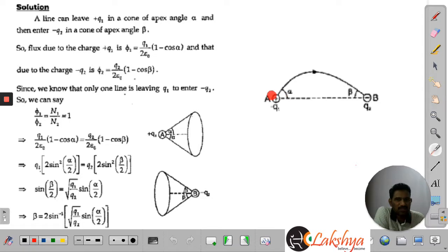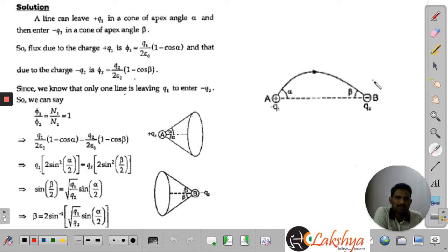So for that I am forming a cone here as shown. That means I am taking this q1 at the vertex and forming a cone with alpha as the semi-vertex angle. Now if alpha is taken as the semi-vertex angle, then the number of field lines passing through the base of the cone we can write by using yesterday's formula. So the flux due to the charge q1 we can write as phi1 is equal to q1 by 2 epsilon naught into 1 minus cos alpha. Here alpha is the semi-vertex angle.